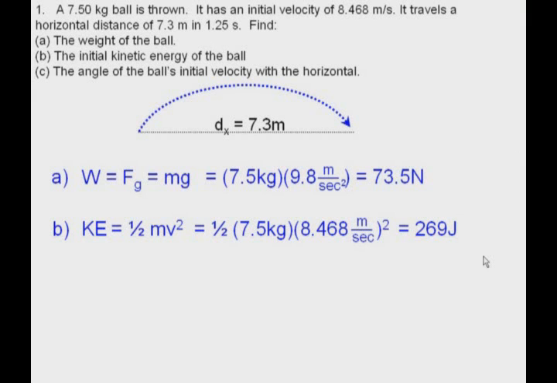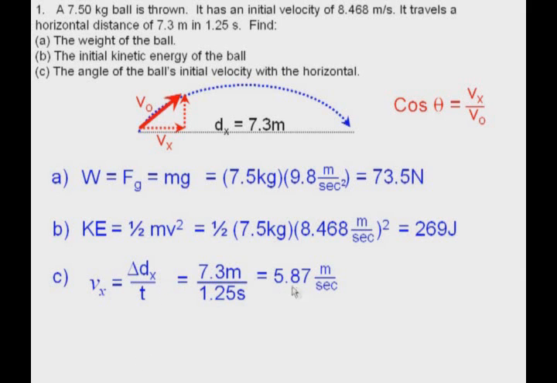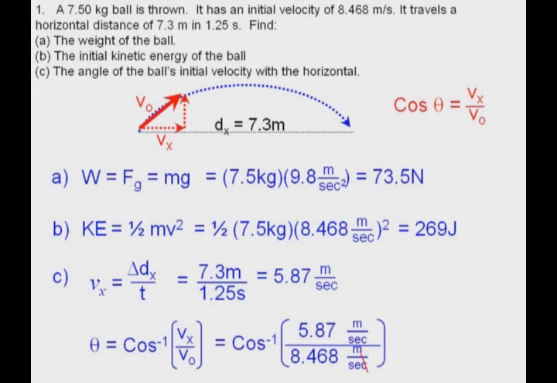Part C, the angle of the ball's initial velocity with the horizontal. Our initial velocity is v0, and we're going to have to make a triangle down here. I can use the distance and the time to find my vx, and then we can use the cosine formula to find our angle. In the x direction, remember the x direction only has one formula because there's no acceleration in the x direction. So it's just the distance divided by the time. Comes out to 5.87. So I'm going to do the inverse cosine of Vx over V0 and end up with 46 degrees.